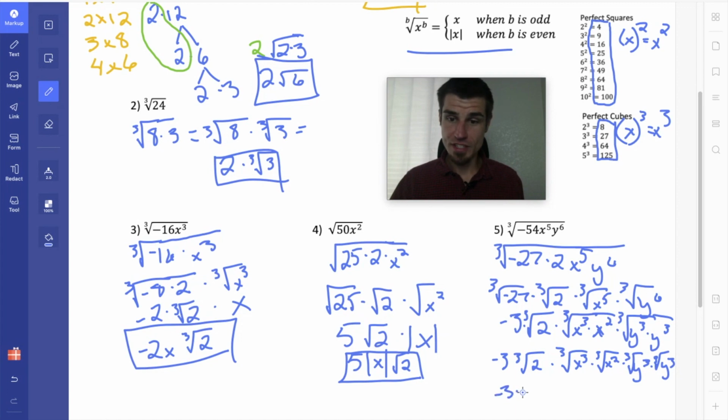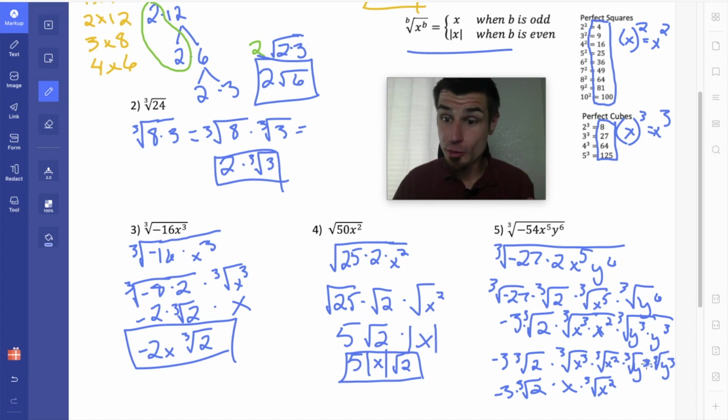We have negative 3 times the cubed root of 2. But what's the cubed root of x cubed? Well, that just gives us x. Remember, if the index is the same, it just cancels and gives us what the base is because the index is odd. We can't do anything else with this. This is still the cubed root of x squared. We can't simplify this anymore.